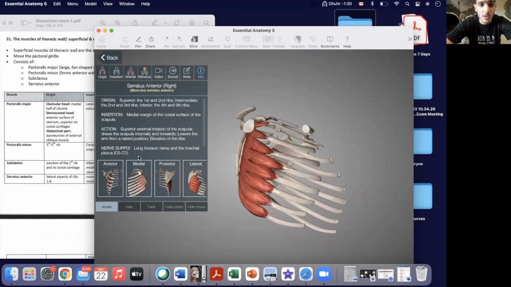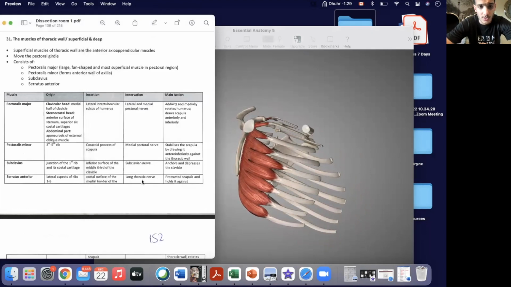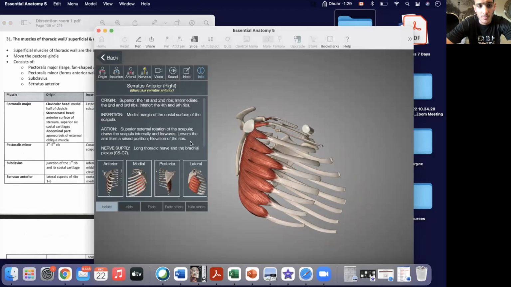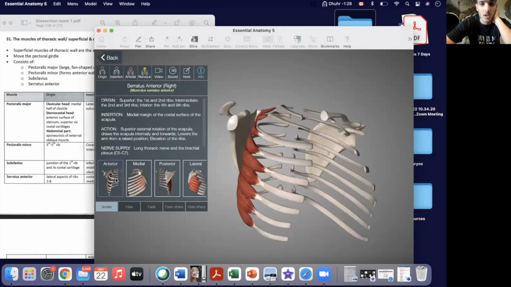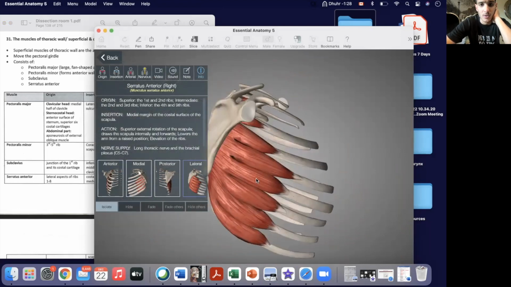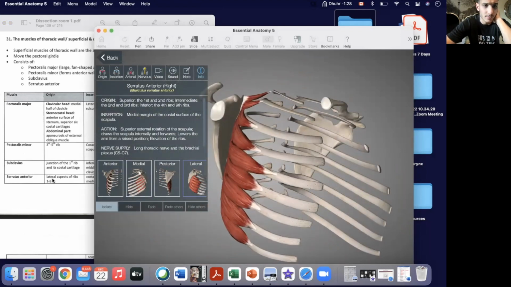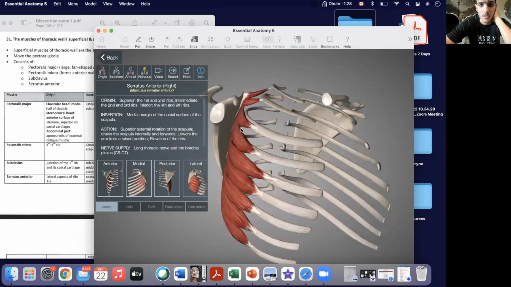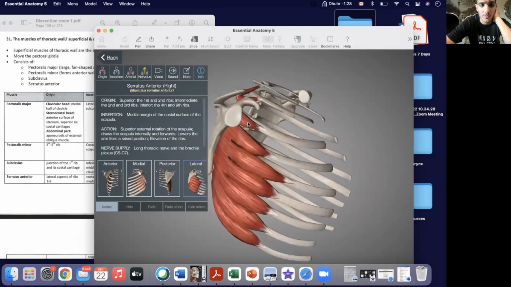So the nerve supply: long thoracic nerve, from the brachial plexus. This is just some main function, but this is also good to know. Just to look at it like that, posteriorly, laterally. Okay, that's the serratus anterior. So that's the fourth muscle.